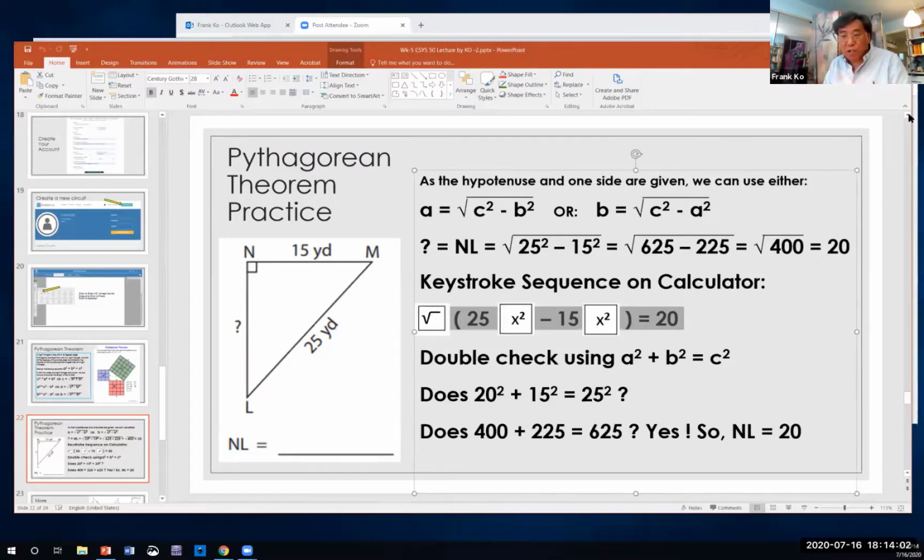So how do we know 20 is correct? Just because your calculator spits out a number doesn't mean you write it down automatically. You should double check it. So how do you double check it? Well, you put it back into the original a squared plus b squared equals c squared equation. When you do, you have 20 squared plus 15 squared. Does that actually equal 25 squared? Well, you work out the math. 20 squared is 400. 15 squared is 225. When you add the two together, does it equal 625, which is 25 squared? The answer is yes. So are you happy that you have double checked the value that your calculator spit out for the unknown side?